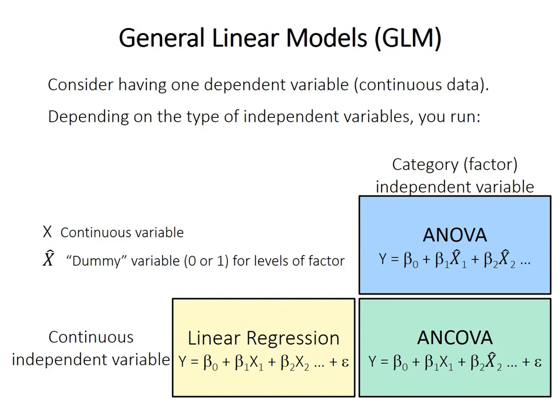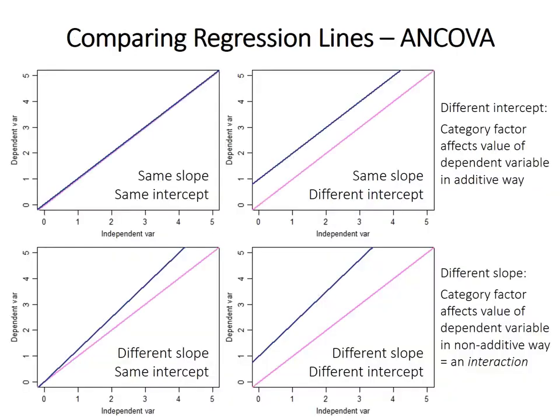So ANOVA tests whether the linear model differs for different levels of a categorical factor. So is the relationship between the continuous variable x1 and y different for different levels of the grouping factor x2? We'll come back a little bit to general linear models later in the course when we discuss model comparison, but for now we'll just move on and talk about ANOVA.